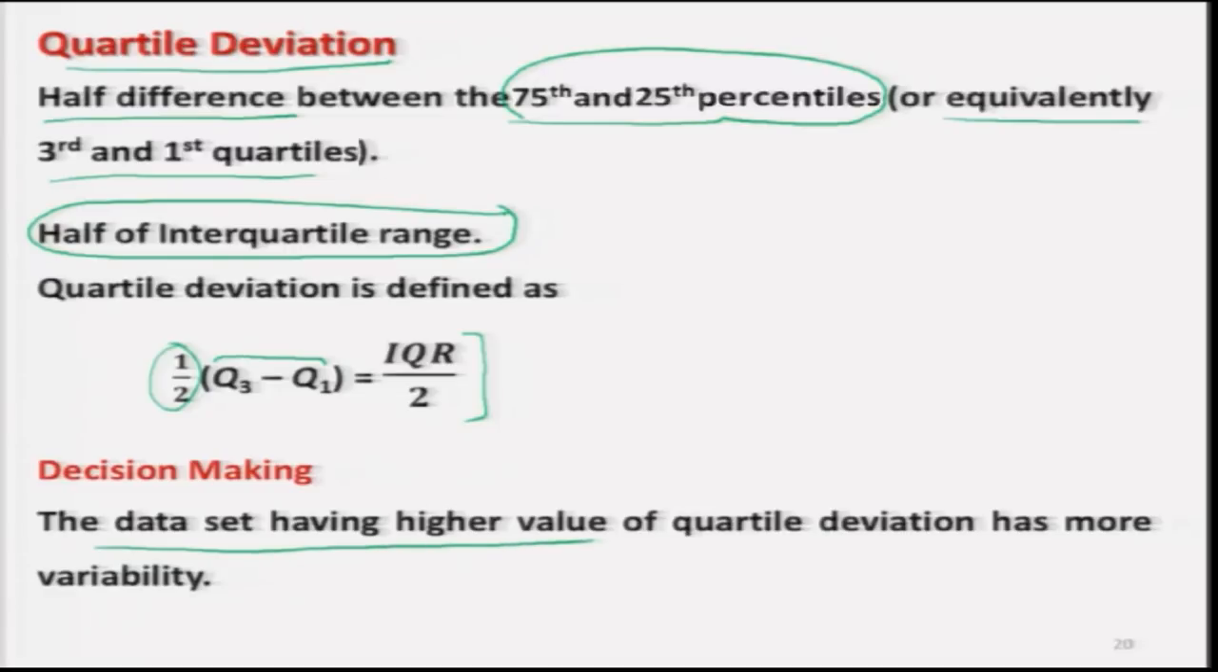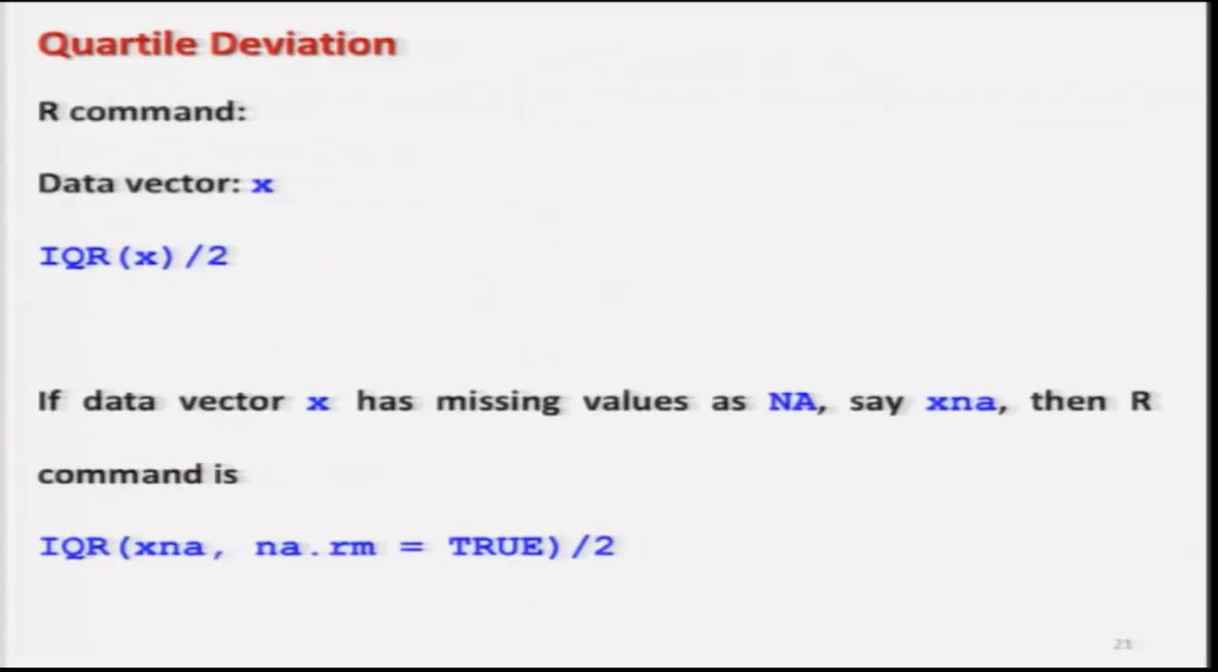The data set having a higher value of quartile deviation is said to have more variability. Now, in case you want to compute the quartile deviation in the R software, it is pretty simple. You already have learned how to compute the interquartile range, so you simply have to write down the same command and divide it by 2. And suppose the data vector has some missing values, then again just write the same command defined for the interquartile range in the case of missing data and divide it by 2. This command will give you the value of the quartile deviation.